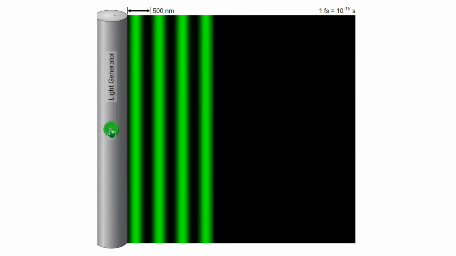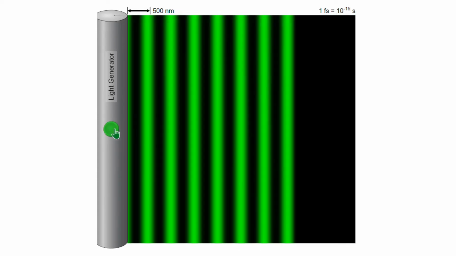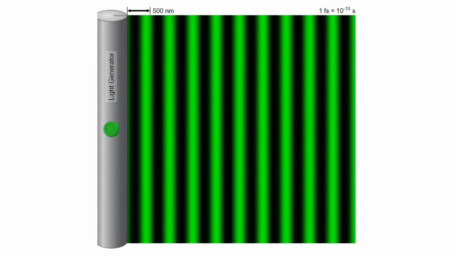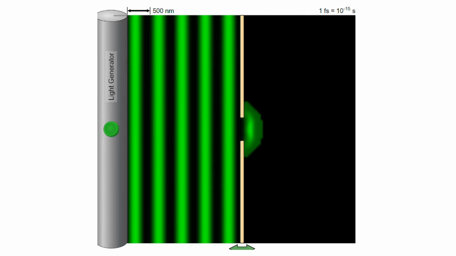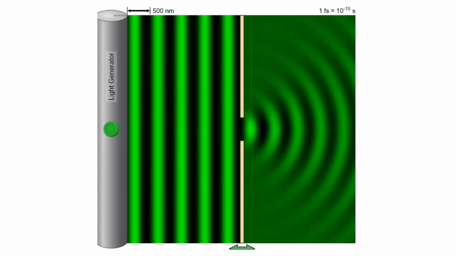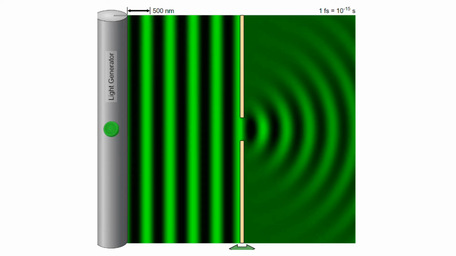The wave characteristic of light refers to the understanding of light as an electromagnetic wave. Light is a form of energy that can exhibit wave-like properties such as diffraction, interference, polarization, and refraction.